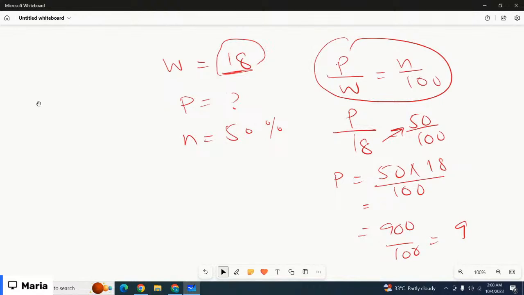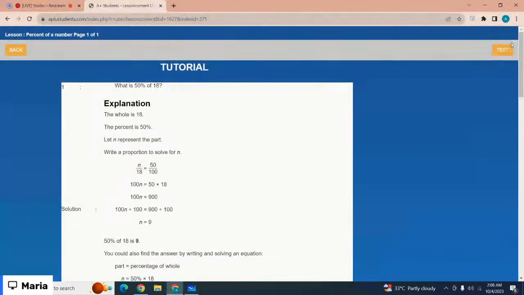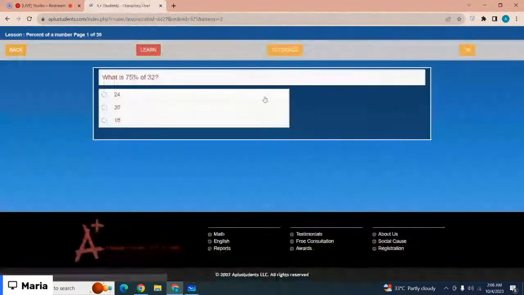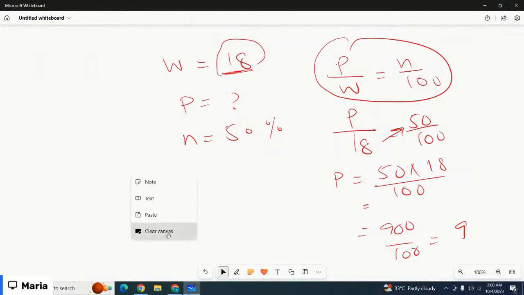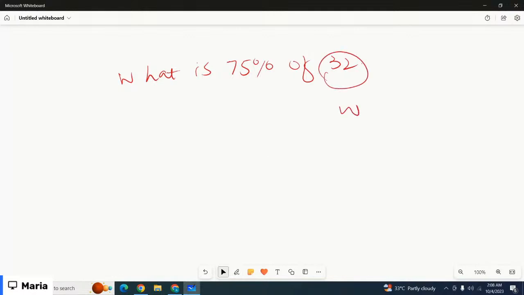Okay, let's start with the practice questions. What is 75% of 32? Let's see what is 75% of 32. Okay, what is 75% of 32, right? So 32 is the whole. You have to calculate the part of 32.